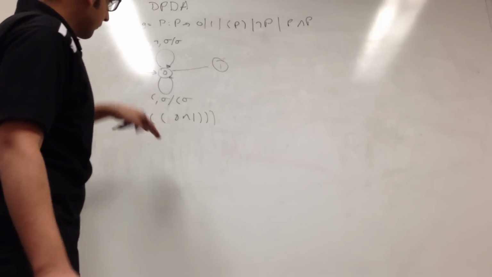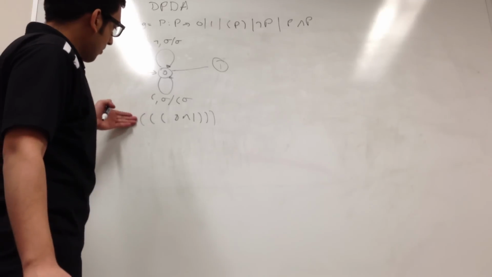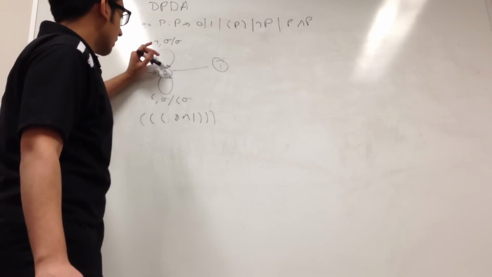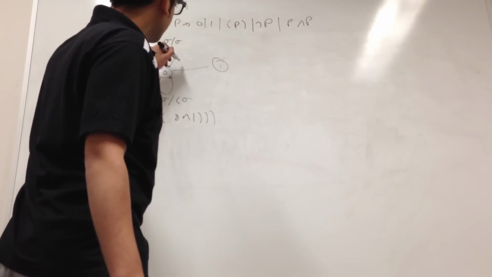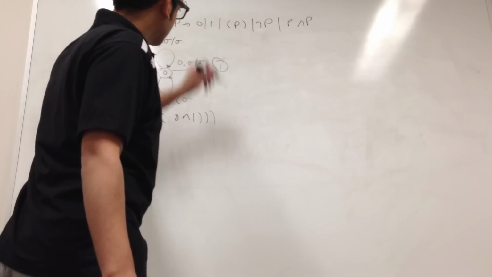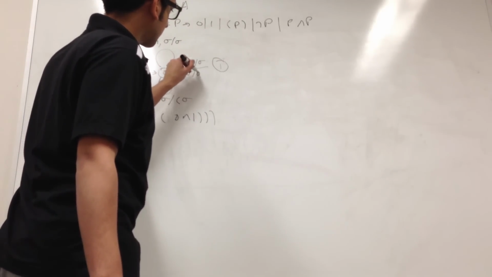So now, if we use this as our example, we read the left parentheses once, twice, three times. Now we're back in this state. Now we want to read a 0 or a 1. If we read a 0, do nothing to the stack. If you read a 1, do nothing to the stack.